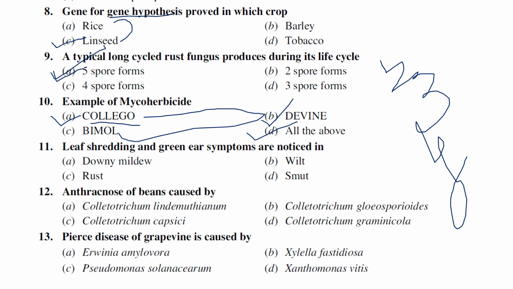Next one is leaf shredding and green ear symptoms are noticed in downy mildews, wilts, rust, and smuts. We know very well, especially in cereals, we can see sorghum downy mildew, maize downy mildew, such kinds of downy mildew, right? Other names, like for maize downy mildew, crazy top, such other names will be there. Leaf shredding or green ear symptoms are the characteristic symptoms of downy mildew. So the answer is here, downy mildew.